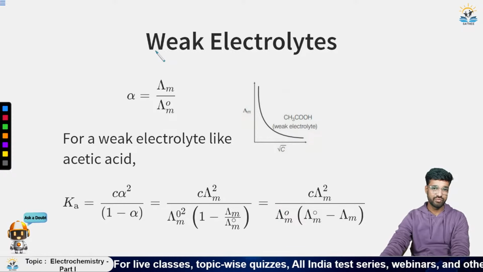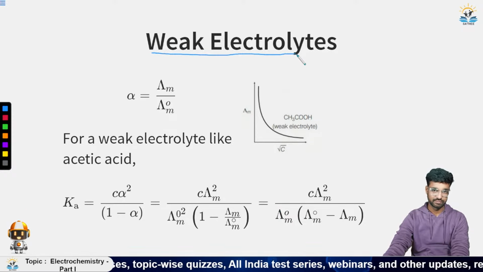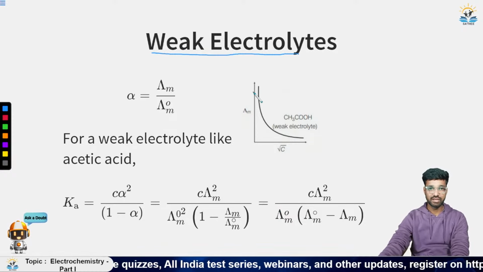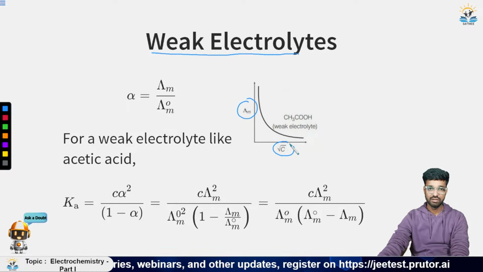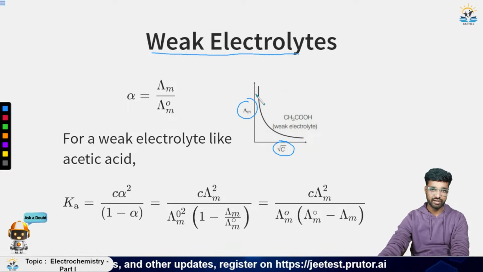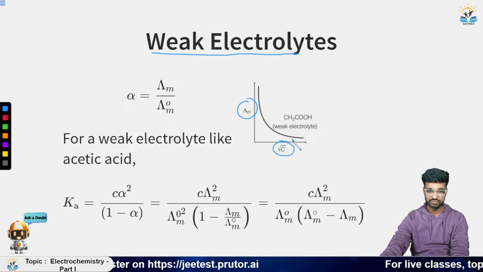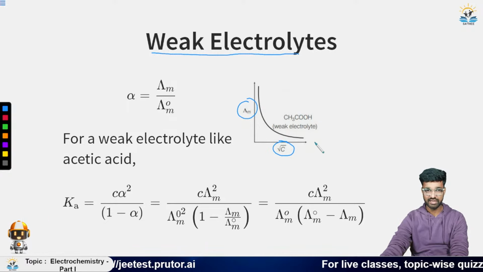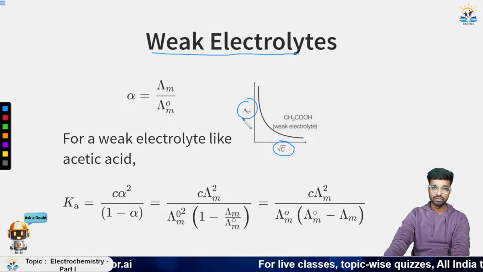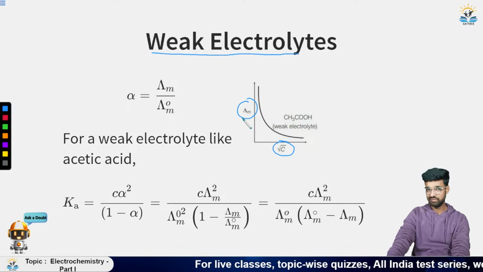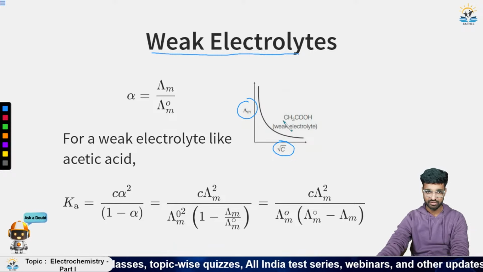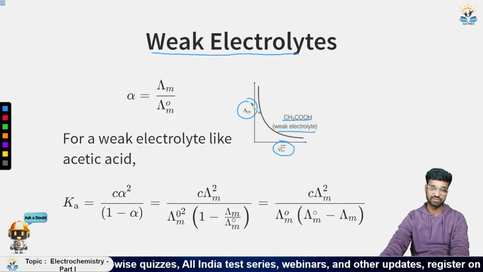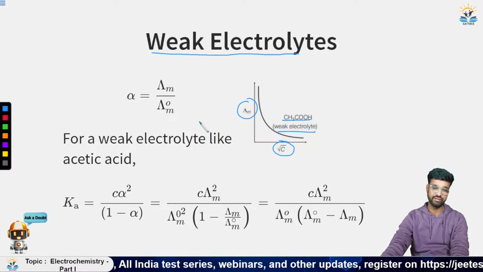Now let us move to the weak electrolytes. If you see the graph of a weak electrolyte, that is molar conductivity versus root concentration, you will see a different kind of pattern, that is following a curve, not a straight line. So that's why the Debye-Huckel equation is not applicable for weak electrolytes. For weak electrolytes the curve that is obtained is different.